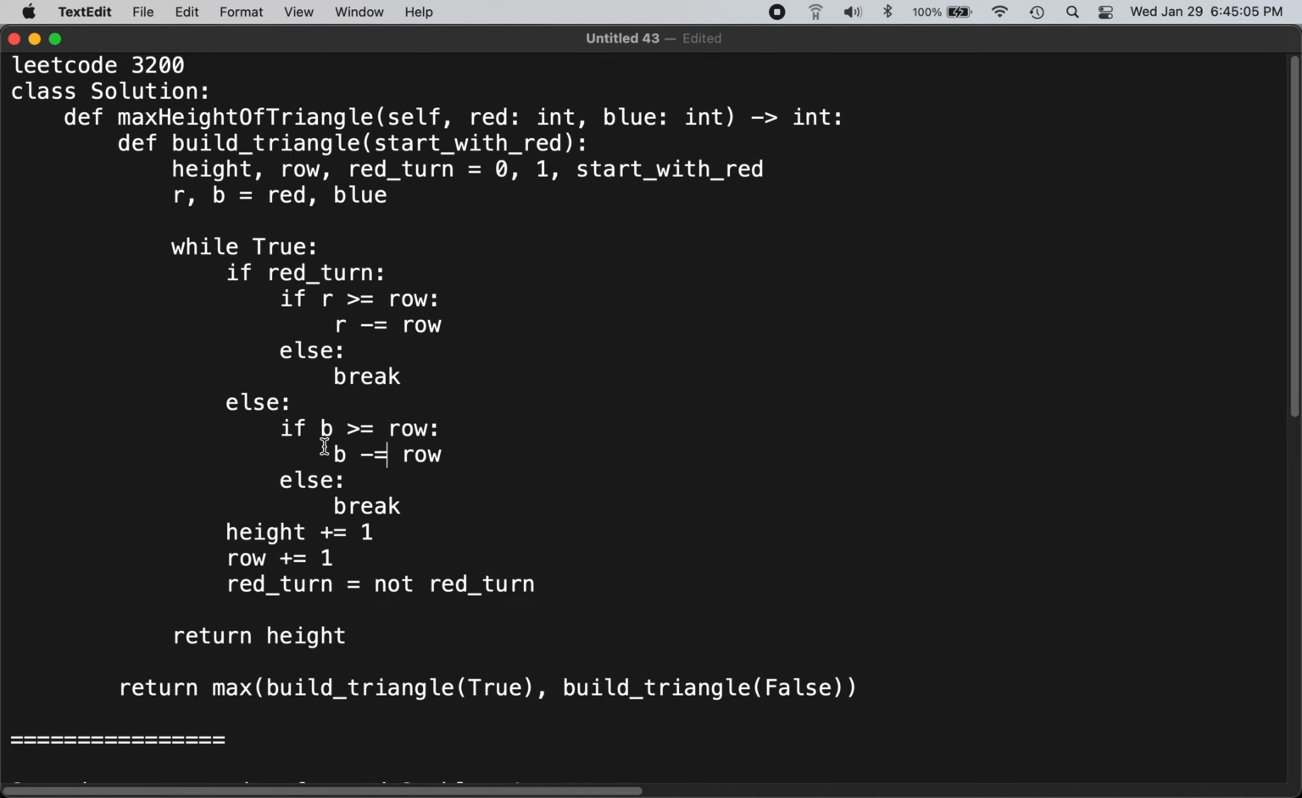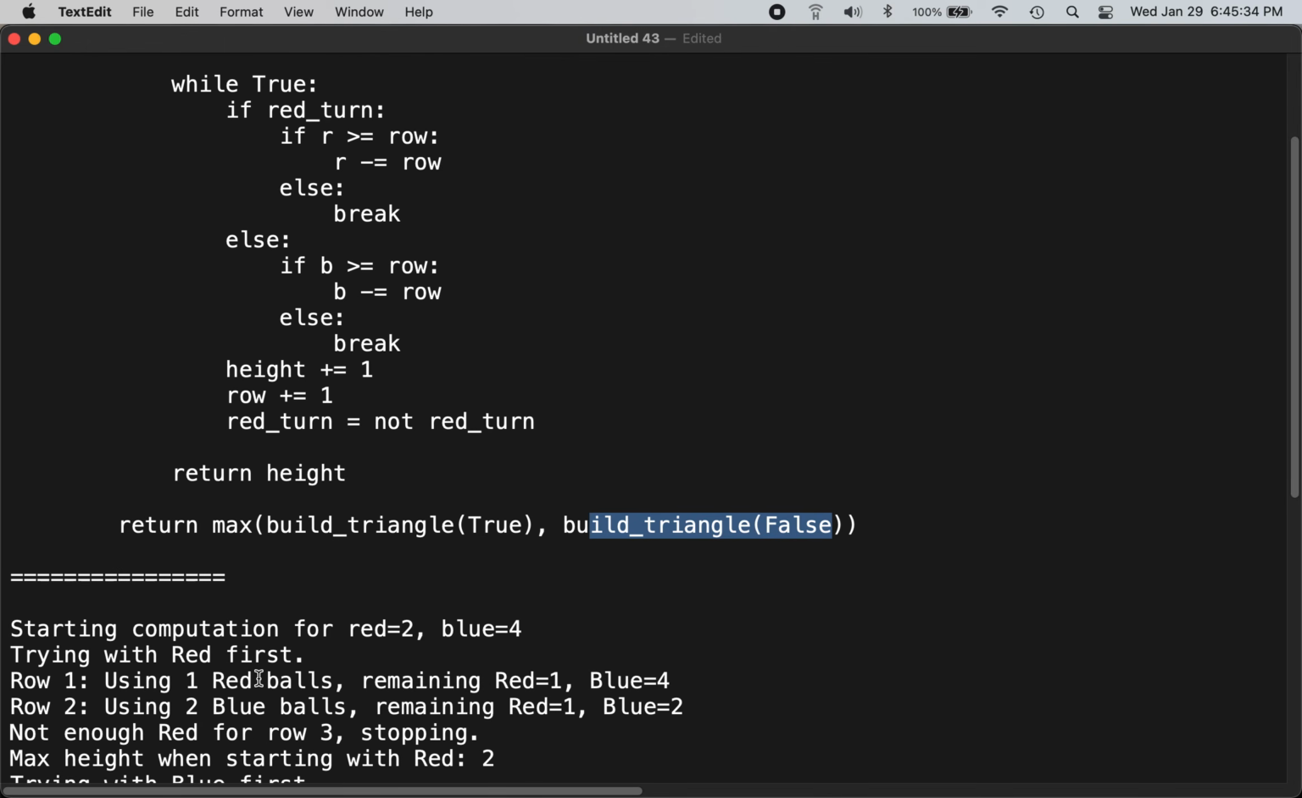And then same case with the blue as well. So you are in, say, the third row of blue, and you have 3 balls, so you reduce it. Otherwise you break. As and when we loop, you increase the height by 1, and then row by 1, and then swap the turns, and then at the end of it you return the height. This is a helper function sort of thing: build triangle with red and build triangle with blue, and then you just take the maximum out of it.